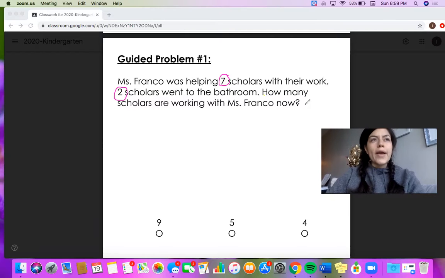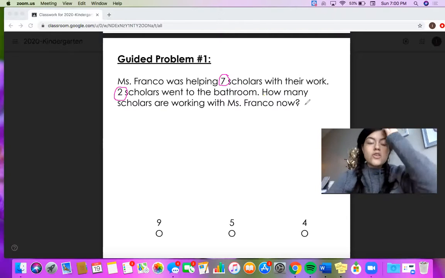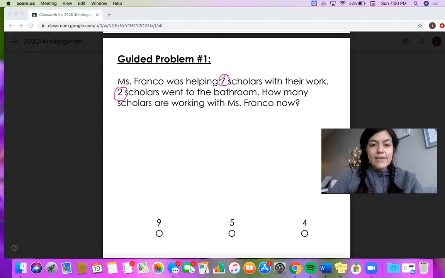So before we start drawing, we can actually begin to visualize what's happening. Can you visualize the problem? Can you see it like a mind movie in your mind? I see Miss Franco, she's helping 7 children, but then 2 leave, 2 get taken away. This is definitely a subtraction problem because we want to find out what's left. So our whole number is 7. Let's draw out 7. 1, 2, 3, 4, 5, 6, 7.